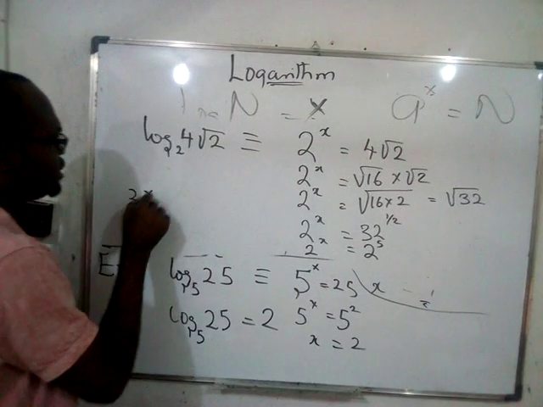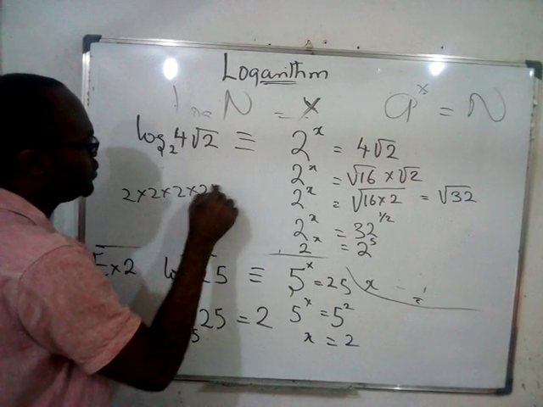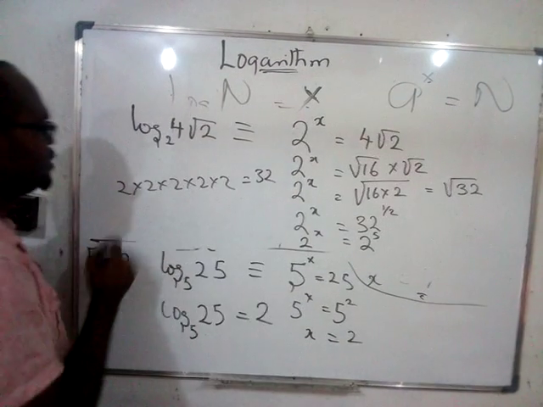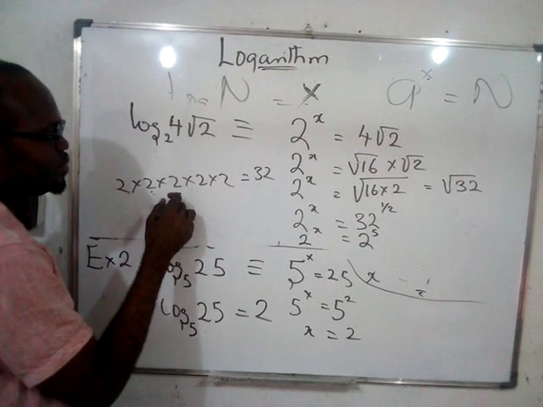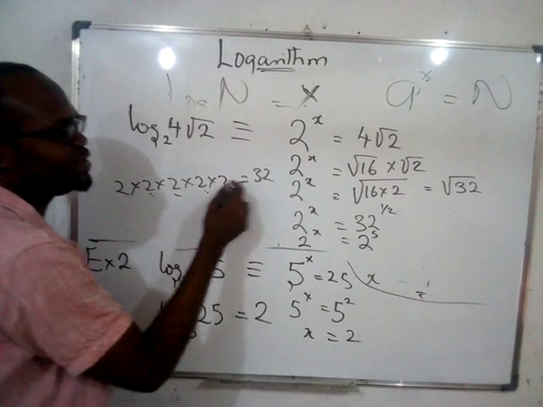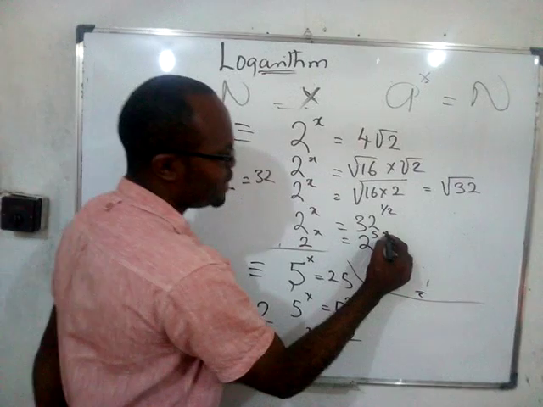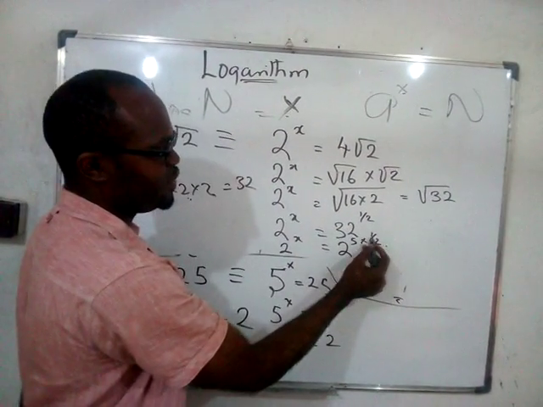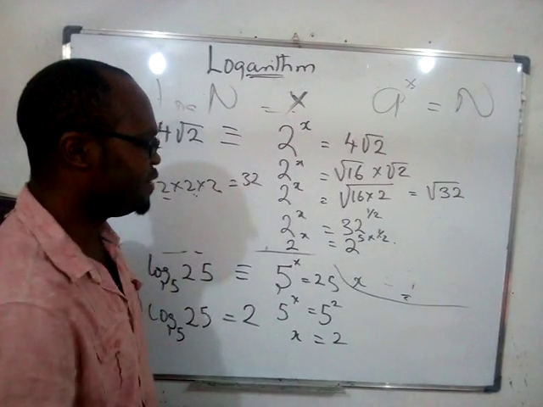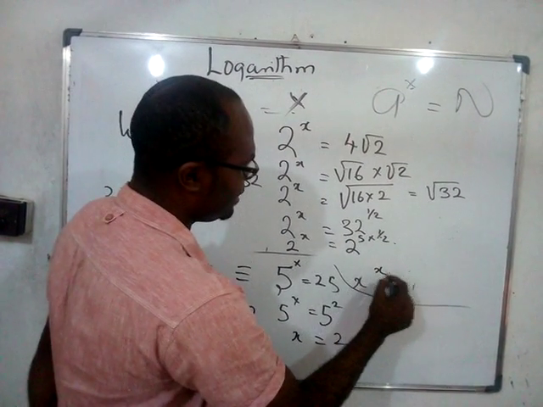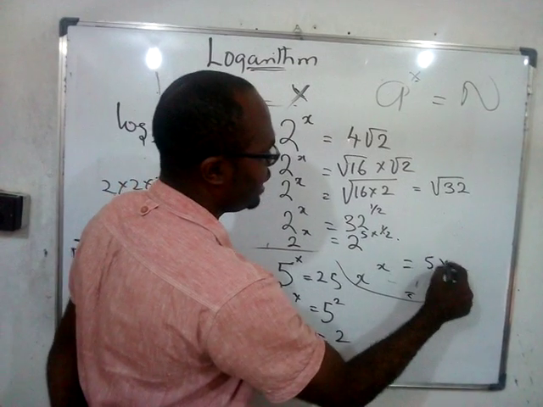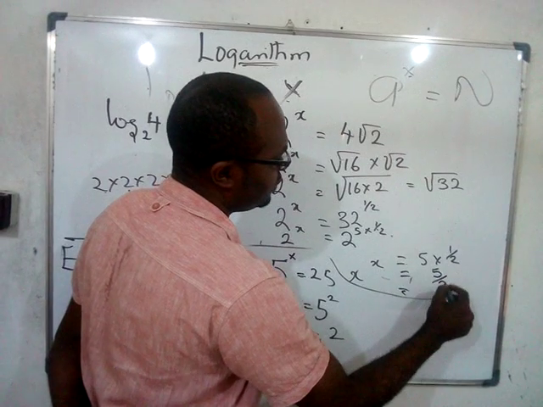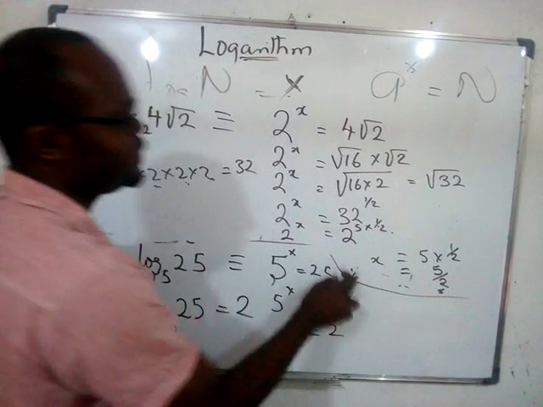Because 2 times 2 times 2 times 2 times 2. 1, 2, 3, 4, 5. Is it equal to 32? Yes. Because 2 times 2 is 4. 4 times 2, 8. 8 times 2, 16. 16 times 2, 32. So this is this times 1 over 2. This 1 over 2 is this 1 over 2. 32 is the same thing as 2 to power 5. Now you can say that x is equal to 5 times 1 over 2, which is the same thing as 5 over 2. So that is the value of your x.